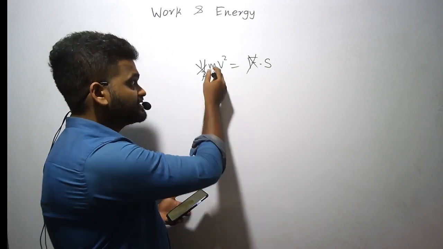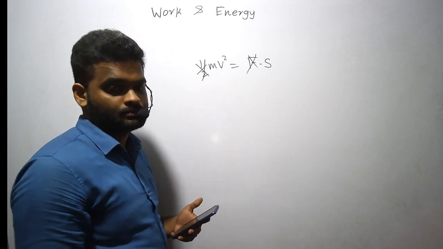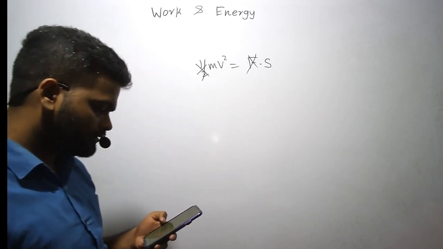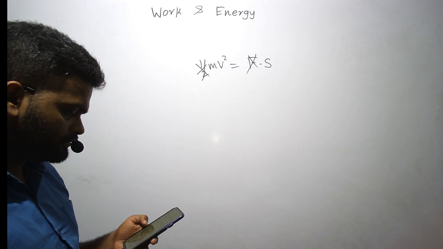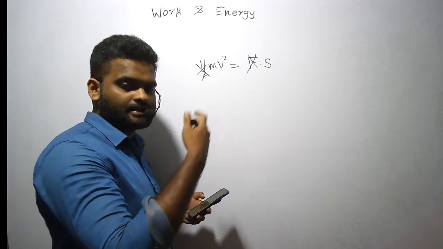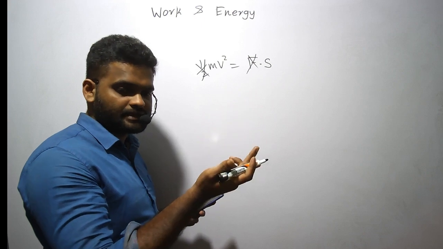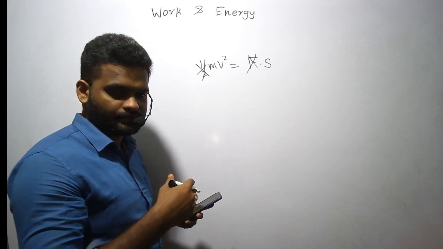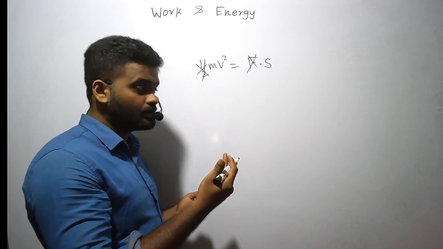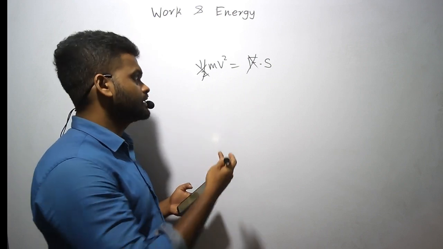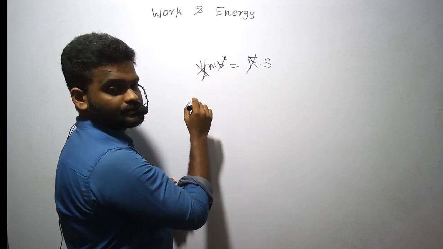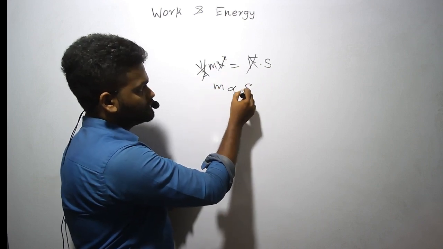So here the mass changes, right? Only the mass changes. All the other conditions are the same. In the question they say all the conditions are the same, right? Only the mass changes. The initial velocity also is the same. So mass is proportional to s here.